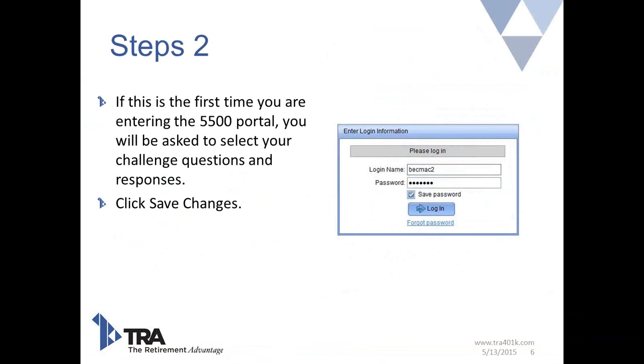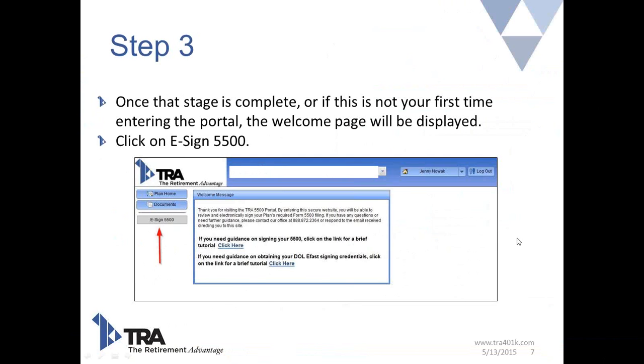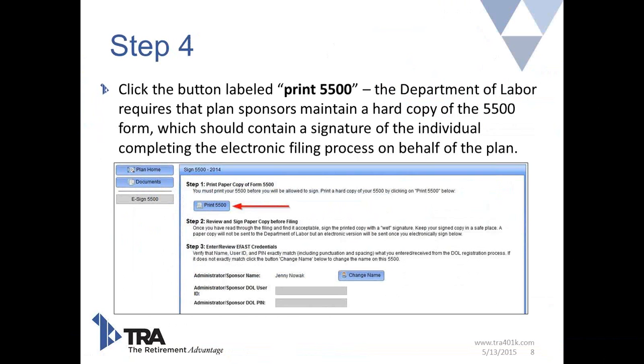If this is your first time entering the 5500 portal, you will then be asked to select your challenge questions and responses. Once you've entered them, then you can click Save Changes. Step 3. Once that stage is complete, or if this is not your first time entering the portal, it'll bring you right to the welcome page that is displayed below. From there, on the left-hand side, you'll click on E-Sign 5500. This will then bring you to the screenshot that you see here. From there, you'll click the button labeled Print 5500.